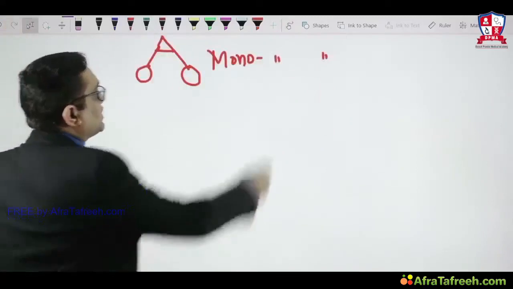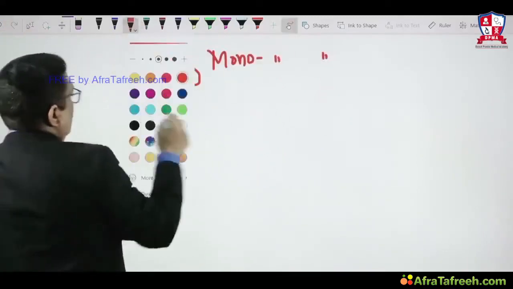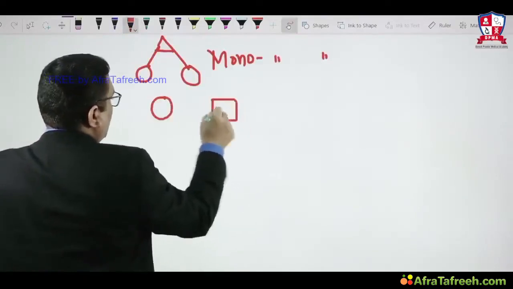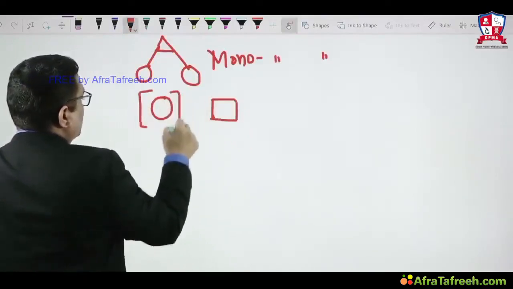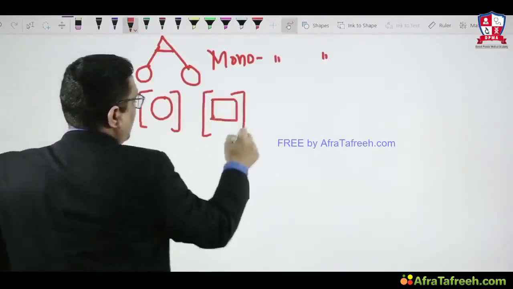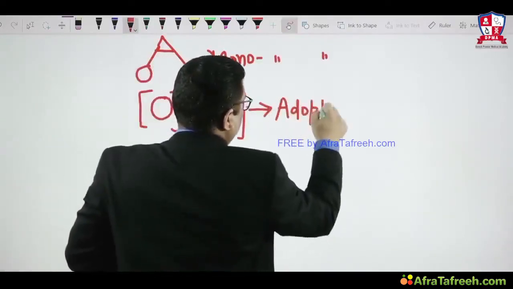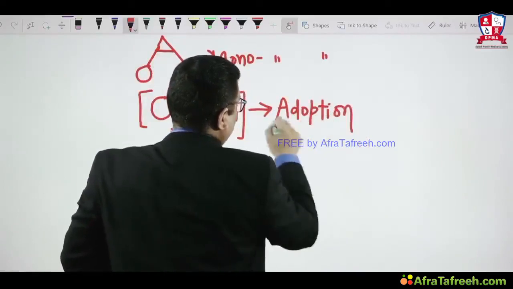When you have a symbol where you see a male or female inside brackets, this is the sign of adoption, right? So this is the pedigree symbol of adoption.